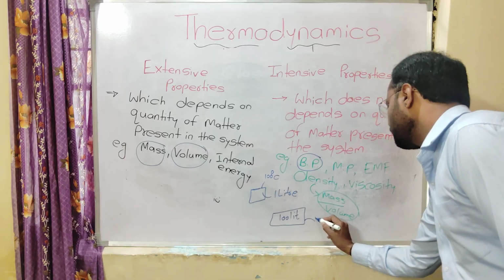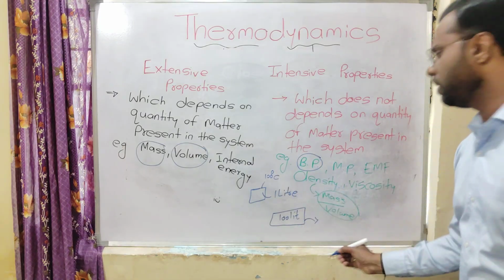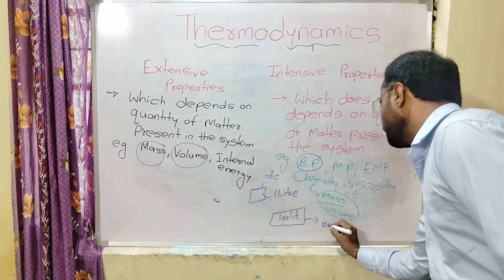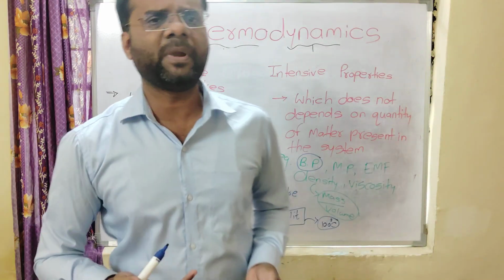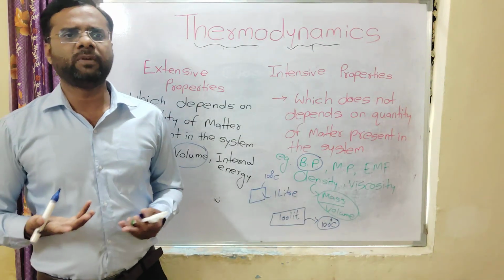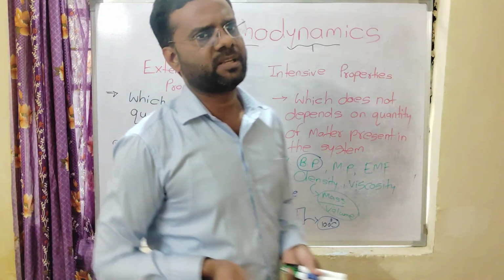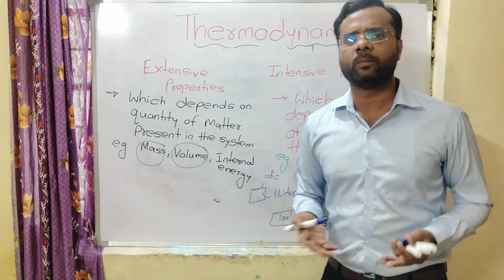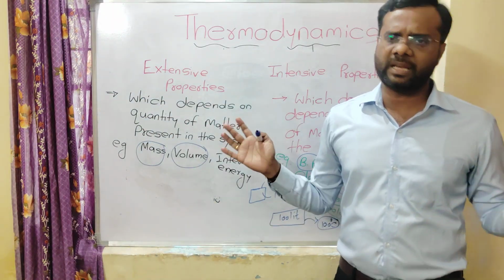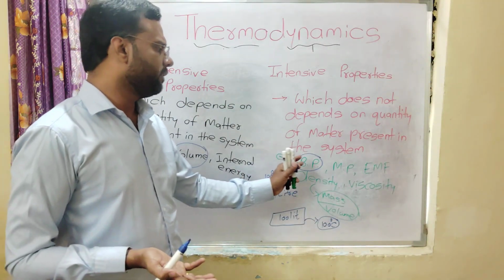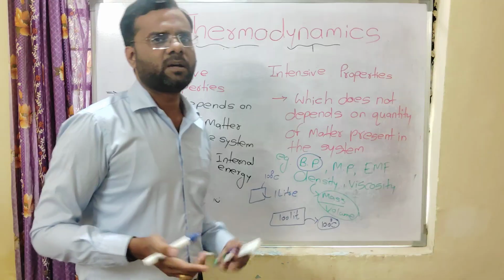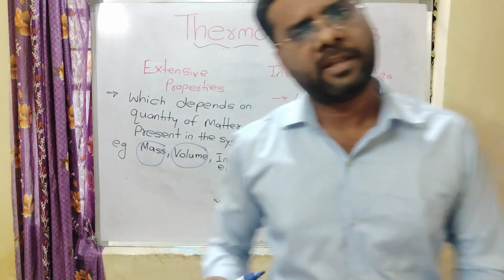And if we consider 100 liter water, its boiling point is always 100 degrees Celsius. It does not depend upon quantity: if we take less water its boiling point is not less, or if we take more water its boiling point does not increase. There is no such case. Sometimes a student may be confused that if we take a large quantity or small quantity, it might change.